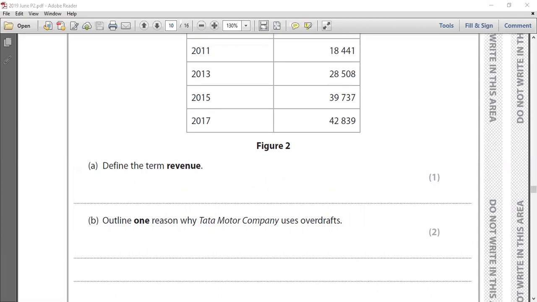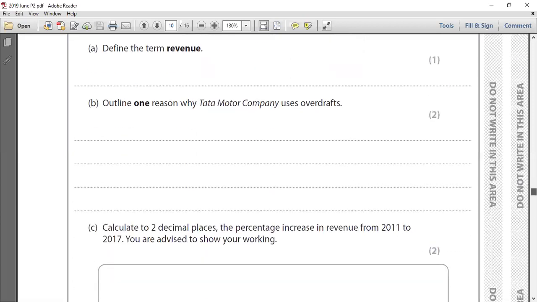In a definition question, you don't need to use application because it's AO1. So the answer is income over a period of time from the sale of goods. You can say that it can be calculated as price times sales, or price times quantity.